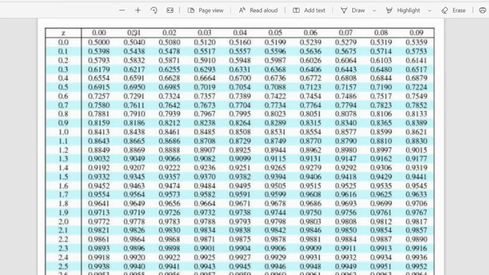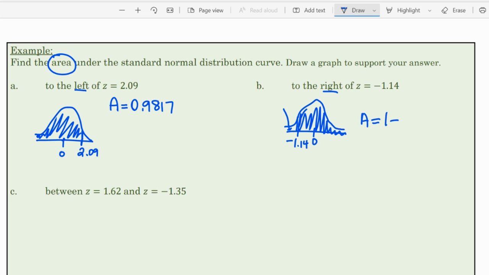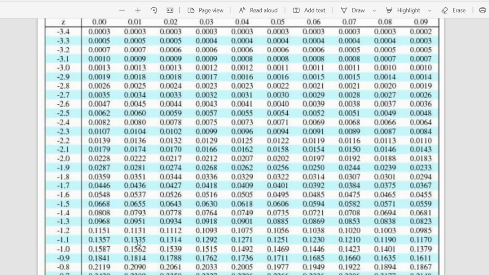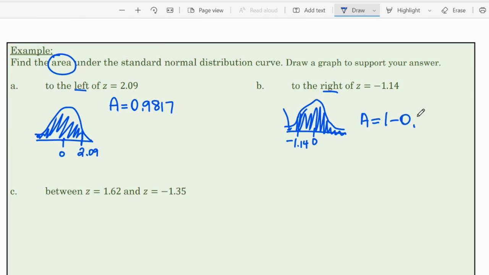All right, so negative 1.14. So we're going to find negative 1.14 is right here, 0.1271. Need my pen. Negative 1.14. So I'm going to do 1 minus 0.1271. And so I'm going to grab my calculator. 1 minus 0.1271 is 0.8729.